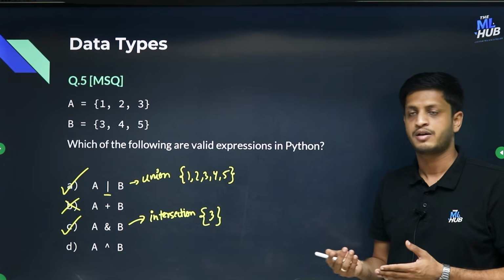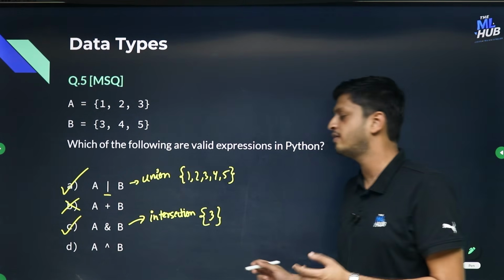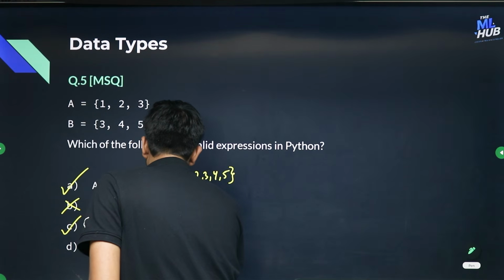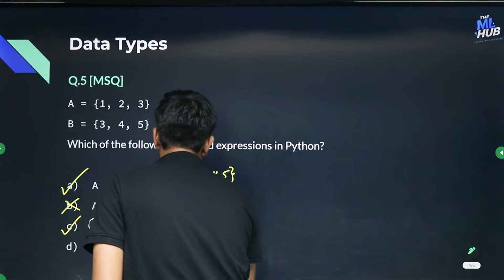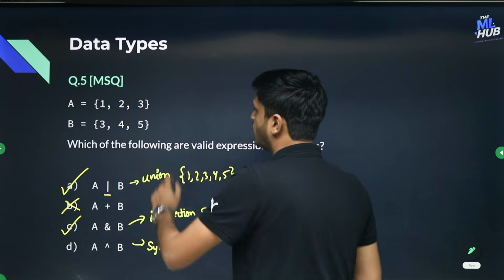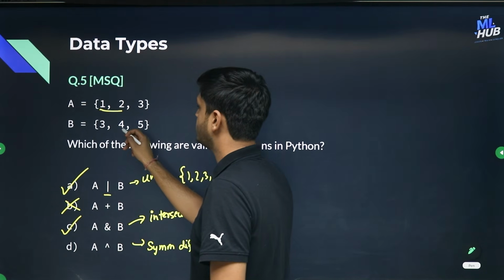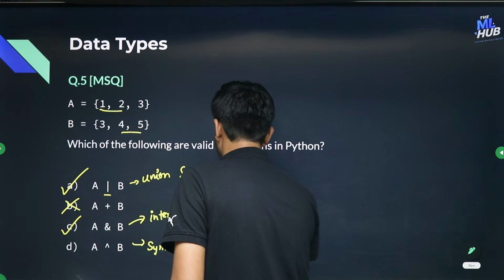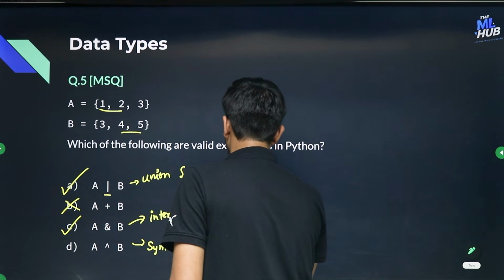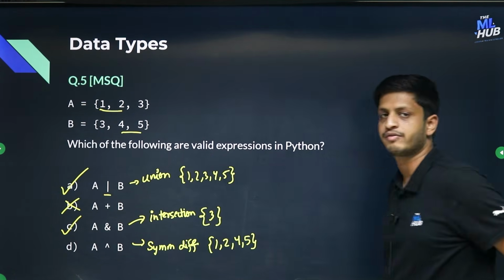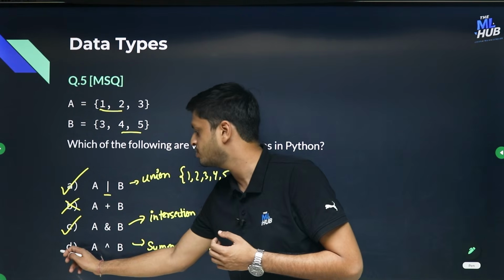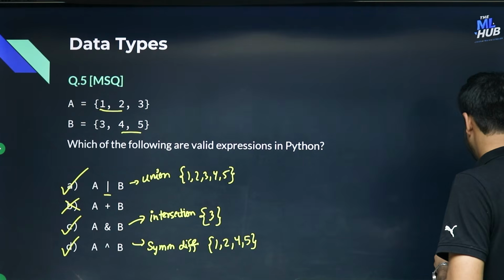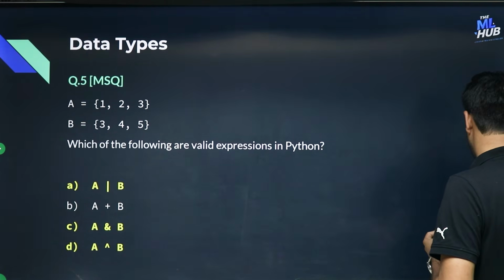And then the power operator, what it does is, for integers it calculates bitwise XOR. But for sets it will calculate symmetric difference. So what is the symmetric difference? Elements in A which are not in B, which is 1 and 2, and elements in B which are not in A, which are 4 and 5. So you will have 1, 2, 4 and 5. So this is also a valid expression. We can use it. Correct answers are A, C and D.